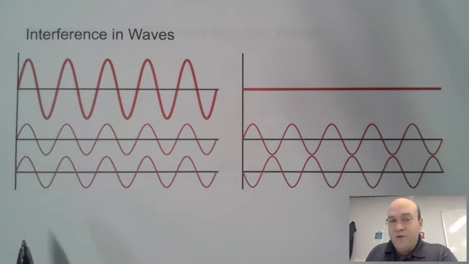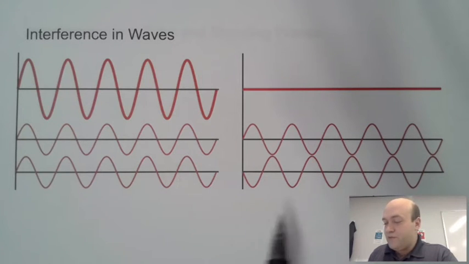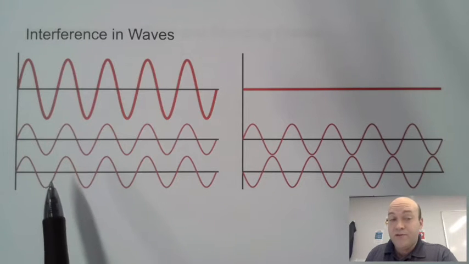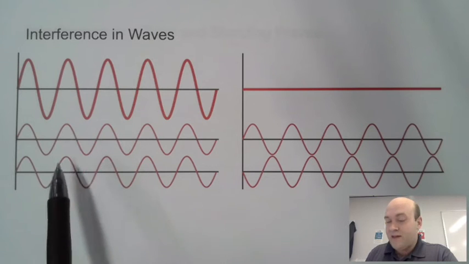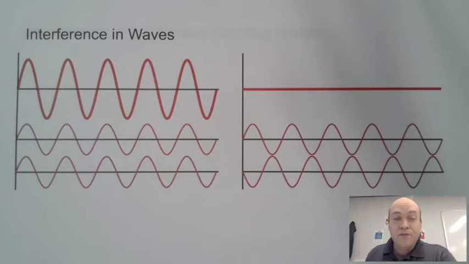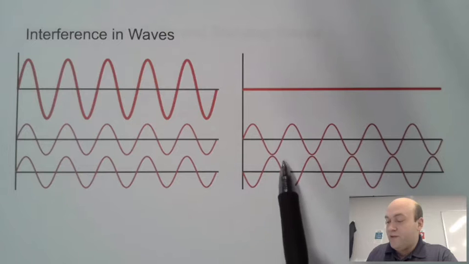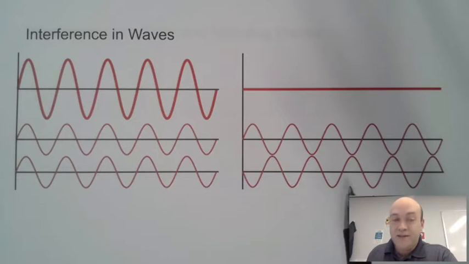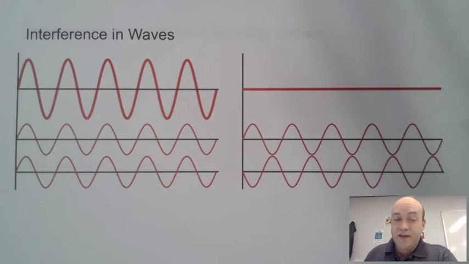So if we've got two waves, they can interfere, and there's kind of the two far ends. If we've got perfectly constructive interference, we've got the high points that exactly line up. They're going to add up, and we're going to end up with a wave that is twice as tall. On the far end of the spectrum, if our high points line up with our low points, they're going to interfere what's called destructively, and we're going to end up with basically nothing. They're going to cancel out.